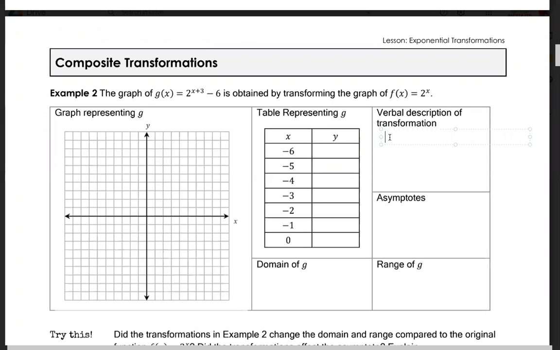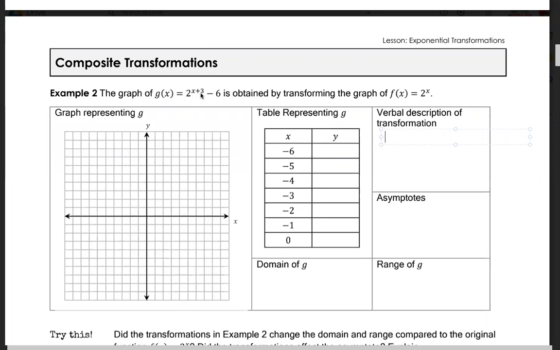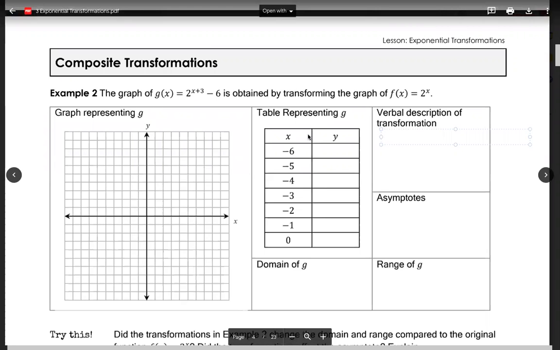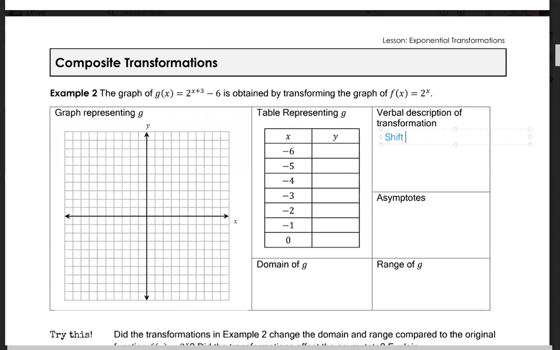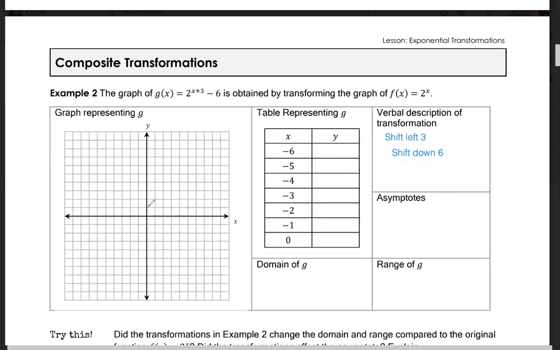Okay, so verbal description. First of all, I know it's base 2. That's not that big of a deal right now. And then I've got x plus 3. So that's actually going to tell me to shift left 3. Okay, and then the minus 6 is going to tell me to shift down 6. Okay, again, going back to what we were talking about earlier, you're going to start at this point. We're starting at 0, 0, and then we're going to go left 3, 1, 2, 3, and then down 6, 1, 2, 3, 4, 5, 6.